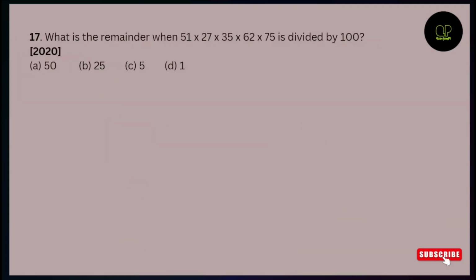Next, what is the remainder of 51 x 27 x 35 x 62 x 75 divided by 100? See, very easy. We have solved such type of questions just now. Pause the video and do it yourself. Whenever you are dealing with 100, what did I tell you? Your remainder will be the last 2 digits. So as I said, these are the last 2 digits, right?